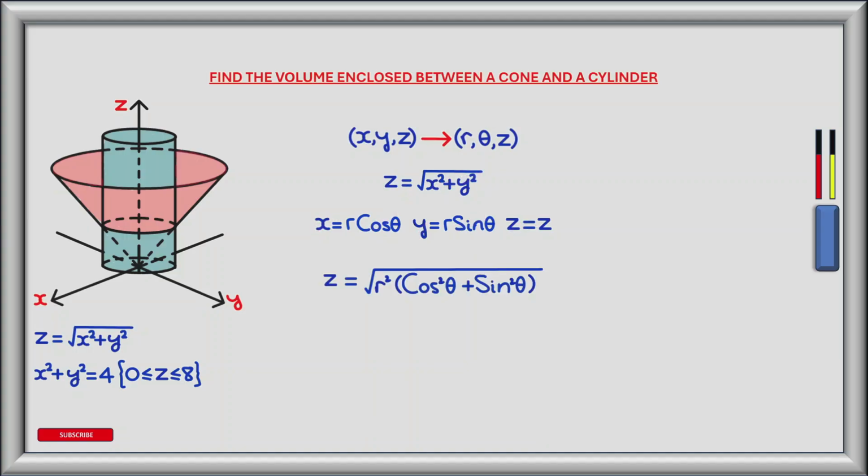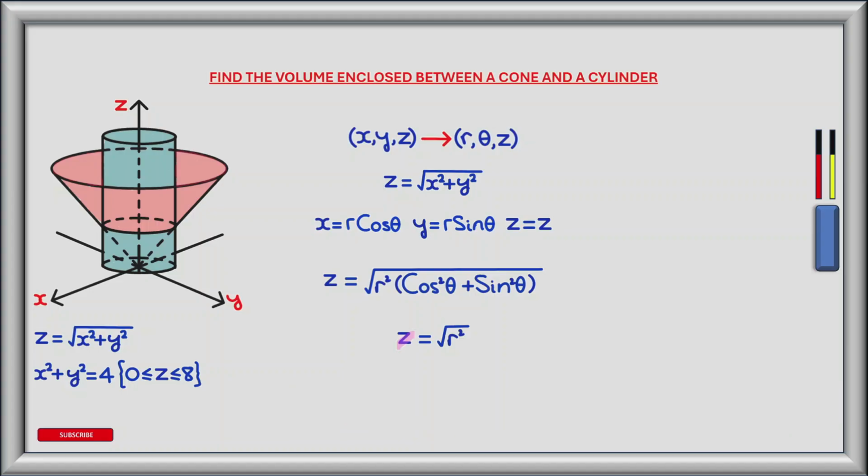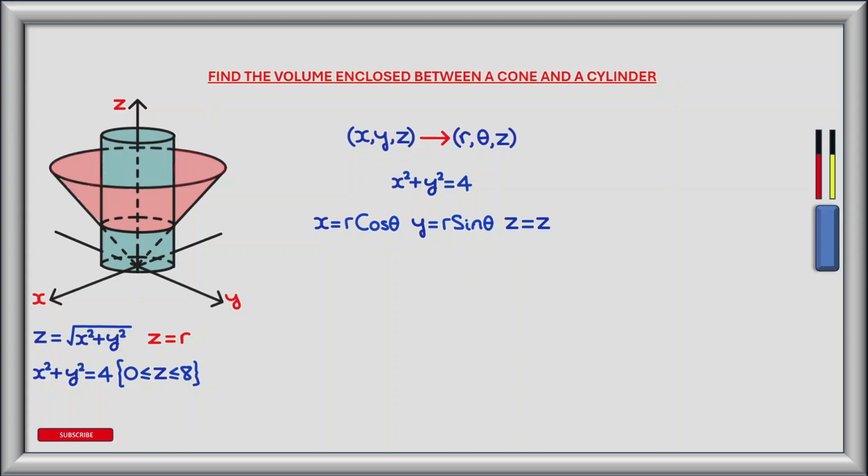And if we make the substitution, we have z equals the square root of r squared into the bracket of cos squared theta plus sine squared theta. And using the trig identity where cos squared theta plus sine squared theta is equal to 1, we get z is equal to the square root of r squared. And taking the positive square root, we get z is equal to r. So now we need to do the same for the cylinder.